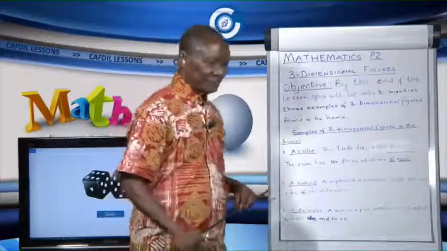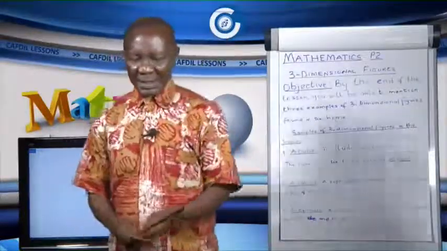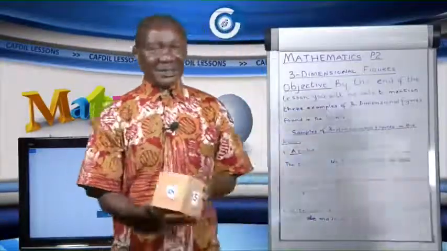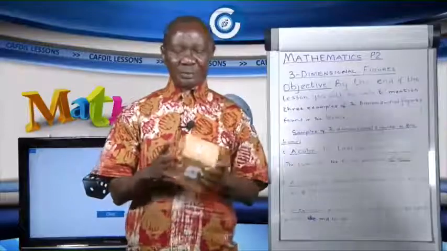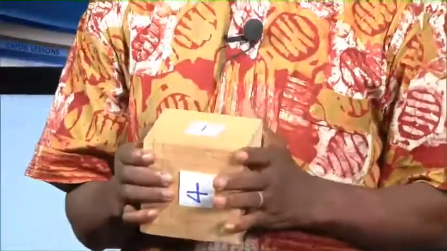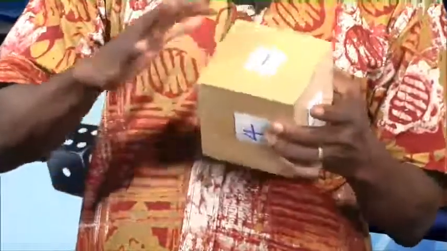A cube. This is an example of a cube. The cube has 6 faces. The faces are 1, 1, and all the faces are equal. 1, that is the face.